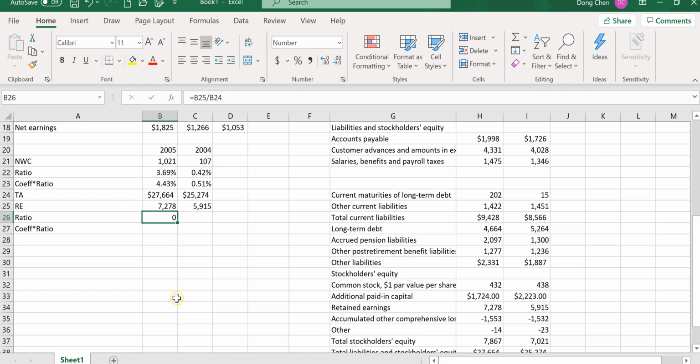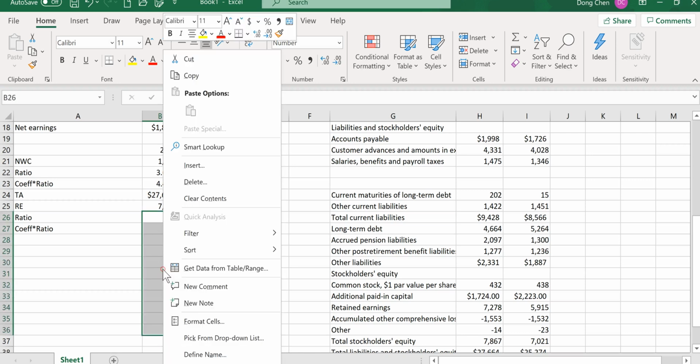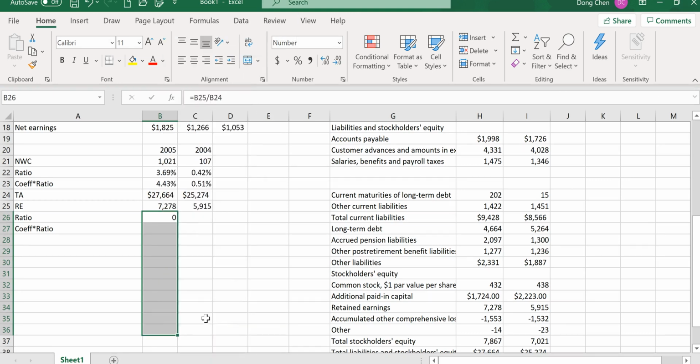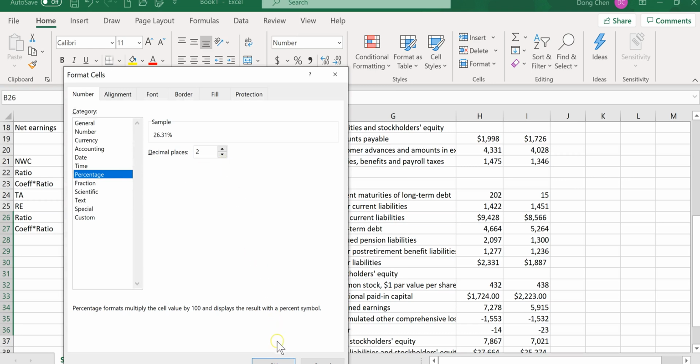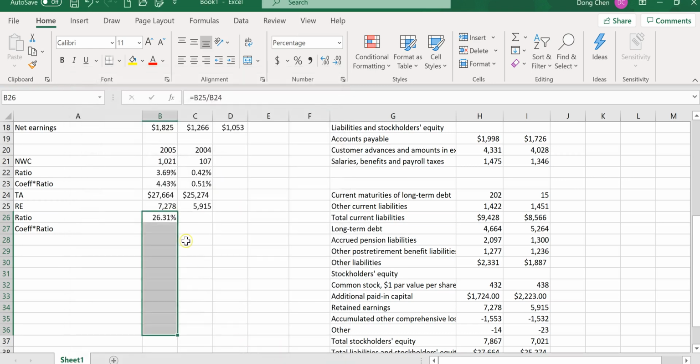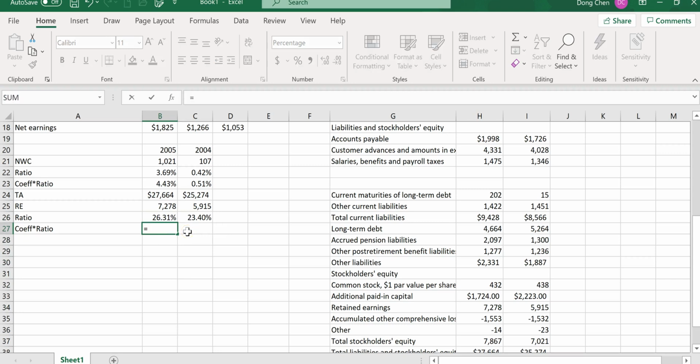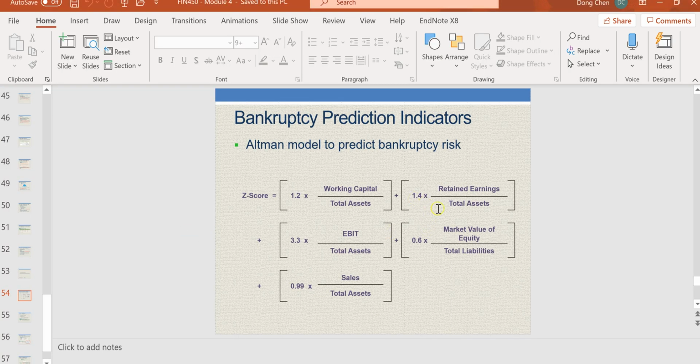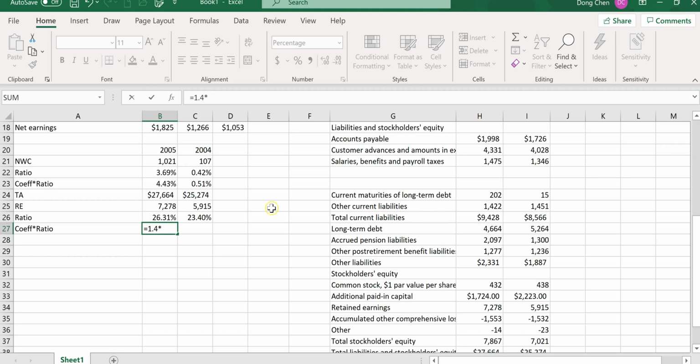Again, the reason I got 0 is because I only kept no decimal place. So let me format the cell and keep 2 decimal places, in percentage terms for all the numbers here, and then I can pull the cell to the right to get the 2004 number. And then for the coefficient times ratio, let's check the coefficient, which is 1.4 times this ratio here. And that's my coefficient times ratio.